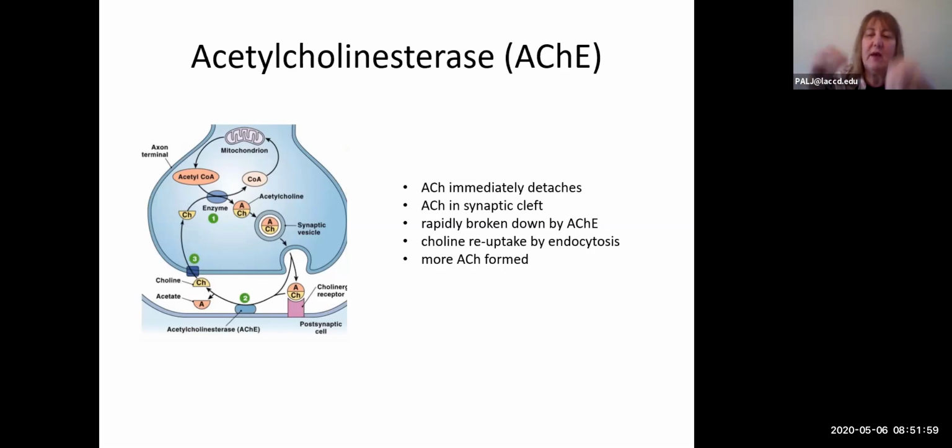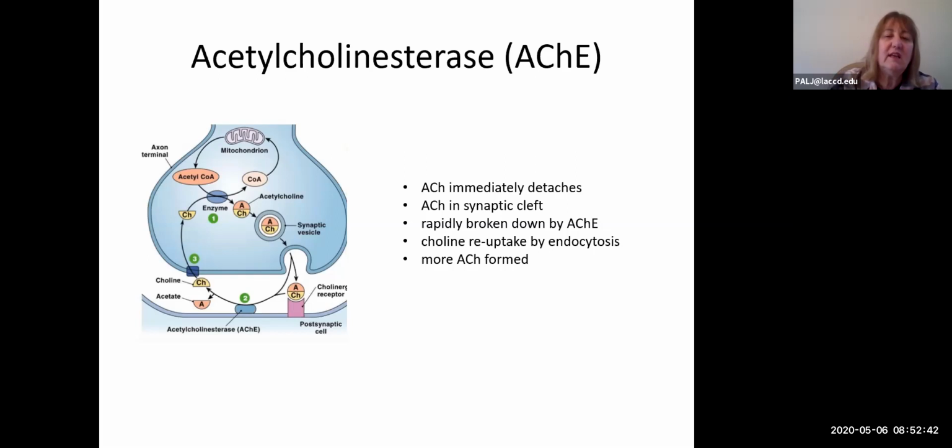Okay. Once two acetylcholines have bound to the cholinergic receptor and the channel has opened, almost immediately they detach and they're back in the synaptic cleft. And acetylcholine esterase lives in the synaptic cleft. The acetylcholine is going to be met up with the acetylcholine esterase, and it's going to break it down into two components. Acetate, not back to acetyl-CoA, because remember, it got rid of the CoA part. So it's going to break it down to acetate and choline.